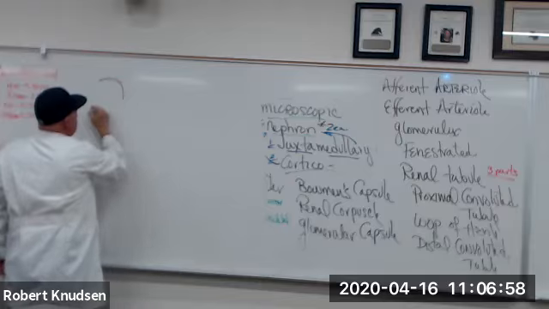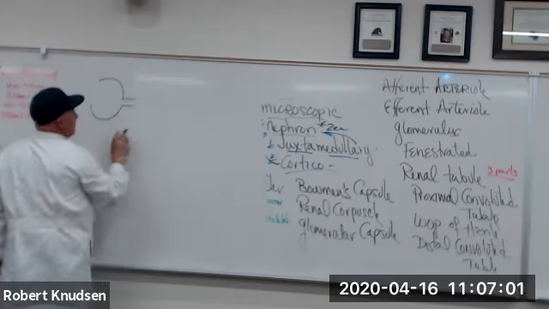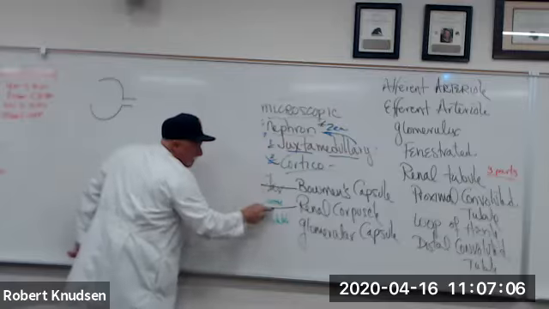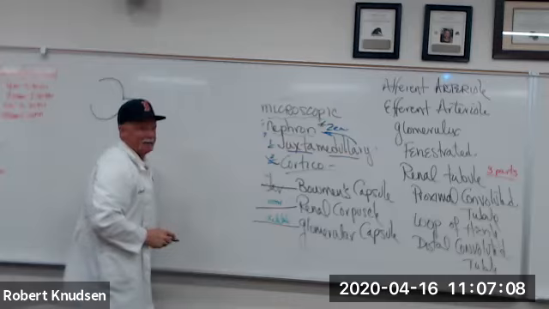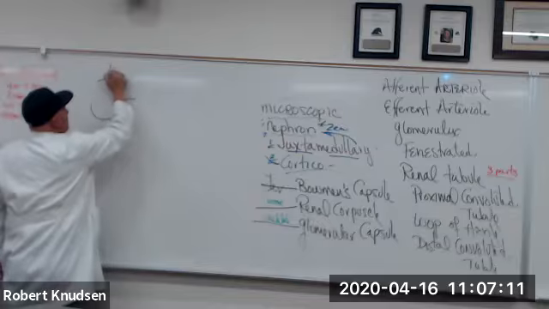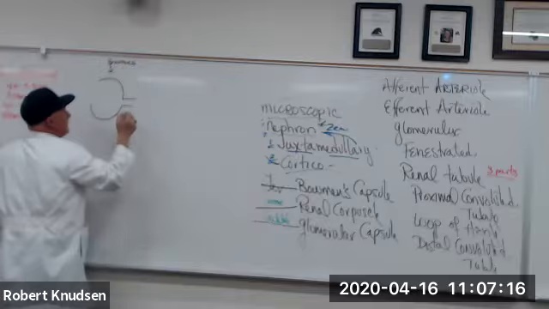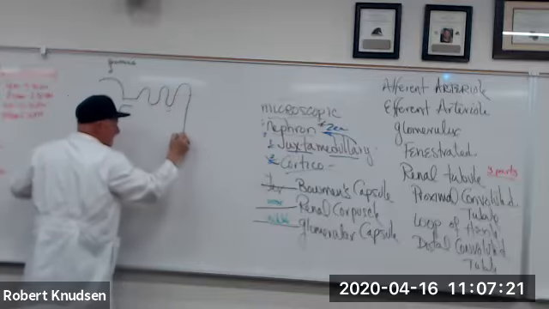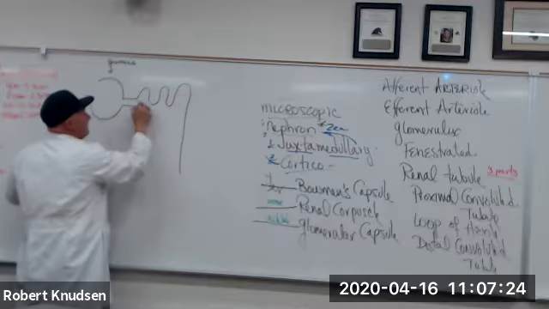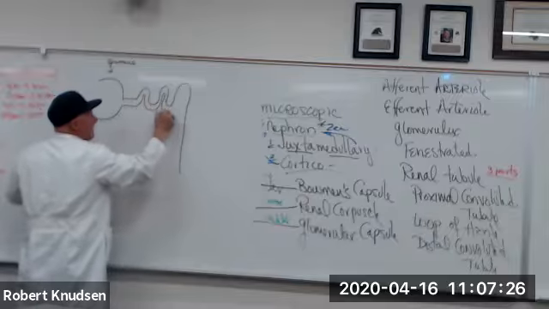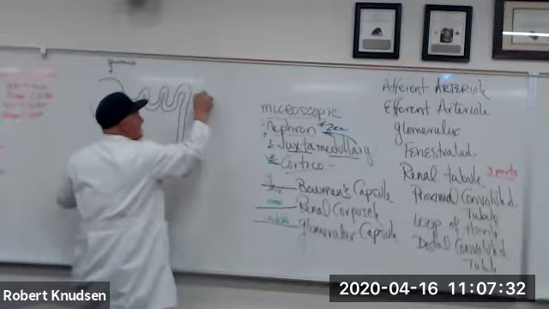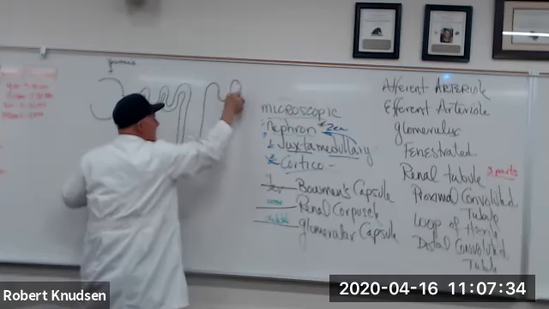Bowmens Capsule. Okay, Bowmens Capsule. You know, it has three names: Bowmens Capsule, Renal Corpuscle, Glomerular Capsule. Okay, so I'll put Bowmens Capsule. Okay, and then it's corrugated. We call it convoluted. Loope of Henle. Loops back up, convoluted again.